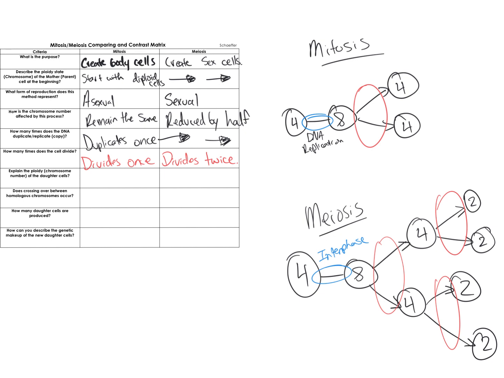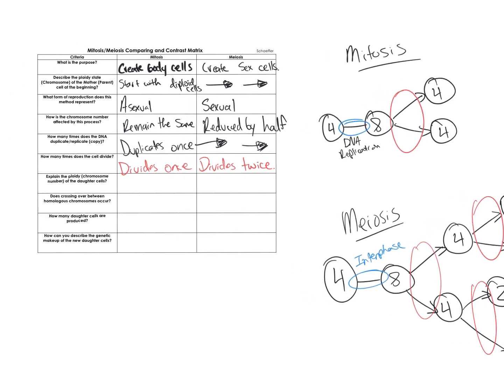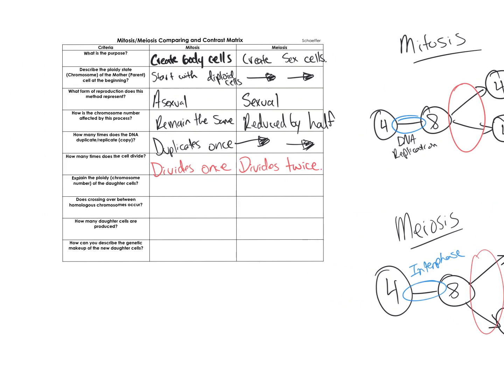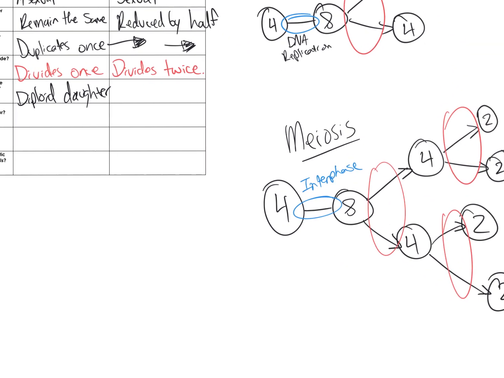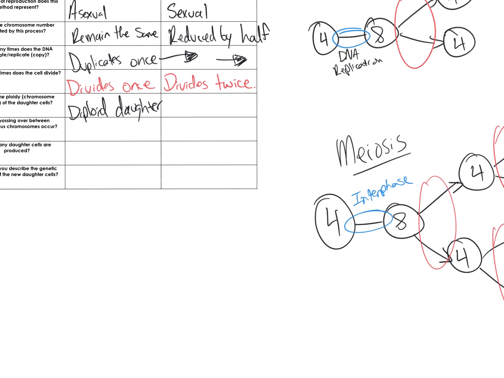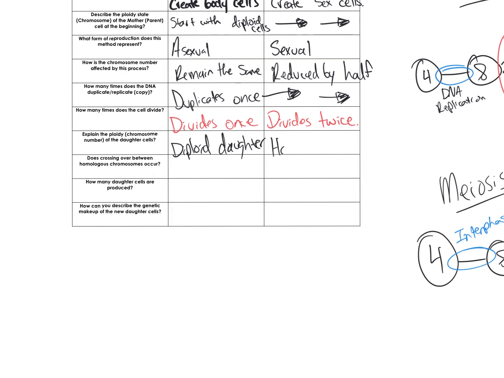Okay? Answer. If it's the same number, like in mitosis, then it's going to be diploid daughters. Okay? And then in meiosis, because we have half as many, so we start with 4, then we end up with 2, 2, 2, and 2. That's going to mean that we have haploid daughters.